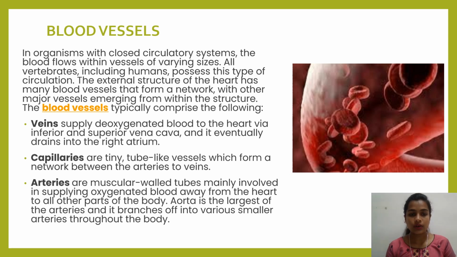Veins supply deoxygenated blood to the heart through the inferior and superior vena cava, and it eventually drains into the right atrium. Capillaries are tiny tube-like vessels which form a network between the arteries and veins. Arteries are muscular tubes mainly involved in supplying oxygenated blood away from the heart to all other parts of the body. Aorta is the largest of the arteries and it branches off into various smaller arteries throughout the body.